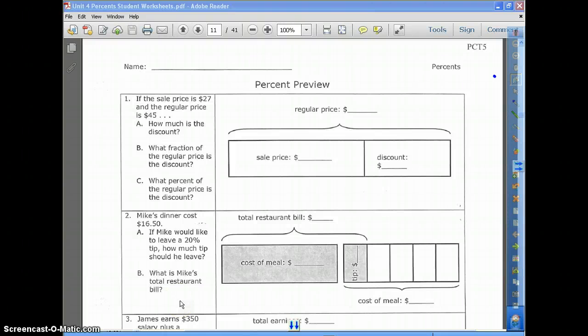I want you to get out this worksheet that I gave you last week. It's called Percent Preview. Get that out and we'll start filling this out.